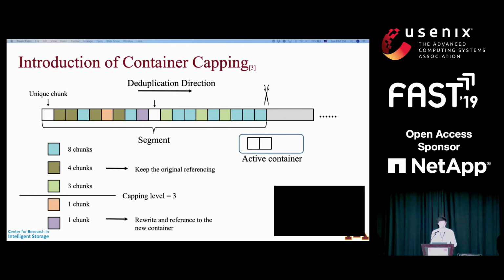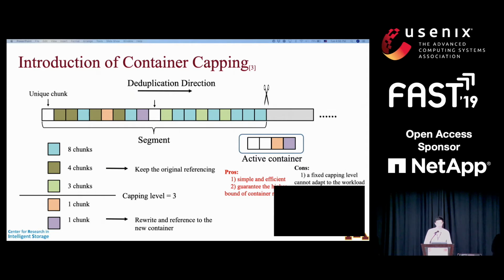By doing that, the good thing is when you restore the whole segment, at most, you only need to read out 3 old containers plus several active containers generated in this process. So they have a guarantee for the upper bound on the container reads. But this is not perfect.